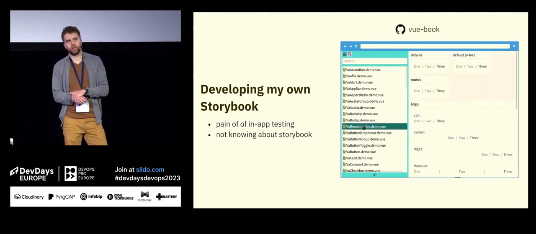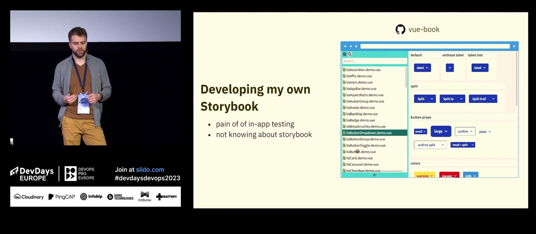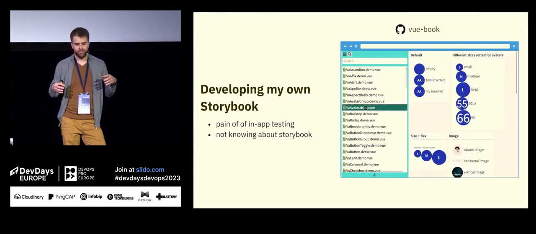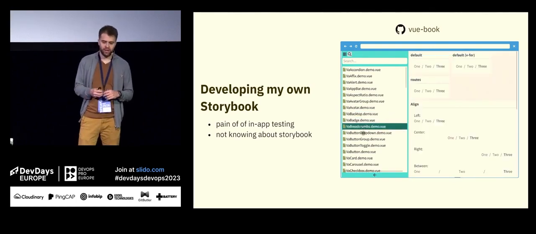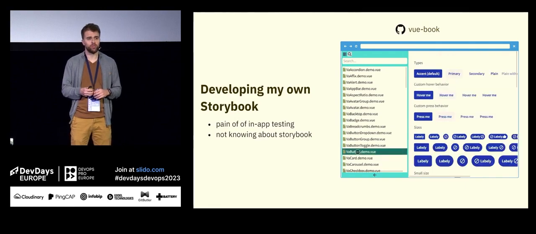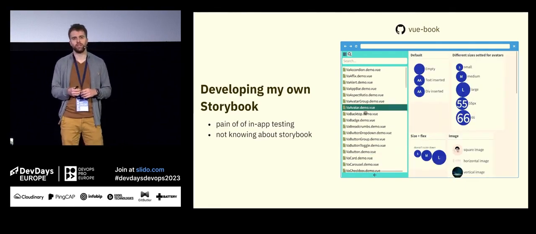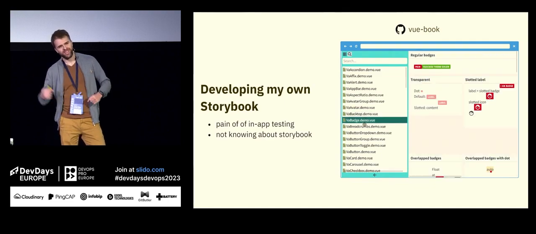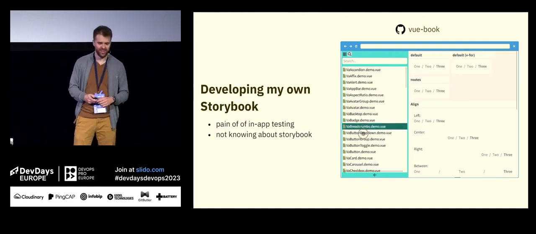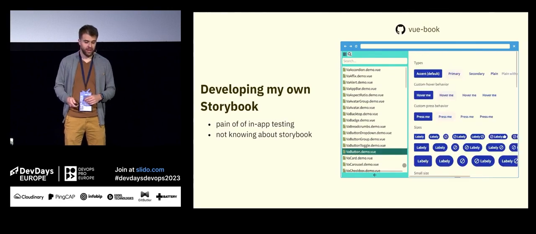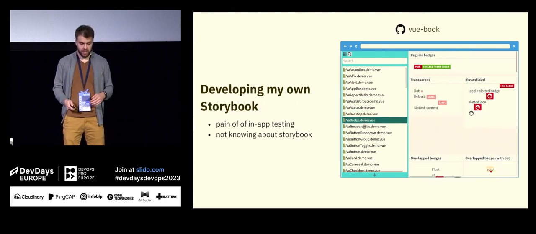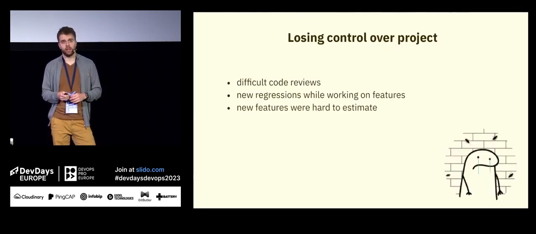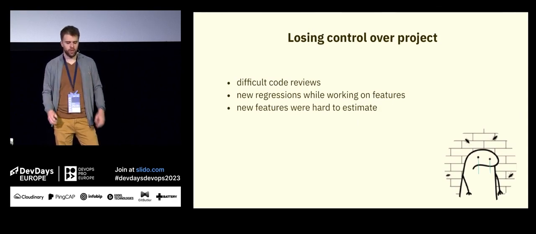I started my Storybook story development career with an interesting thing. I had a striking pain of in-app testing, so it was very painful for me, and I didn't know about Storybook. So the only reasonable solution you can expect in this situation is to develop your own Storybook, which I did. So I have my own library, and before I used it for front-end developers and full stack developers, but after I moved to front-end fully, I started using it for production projects, more involved.